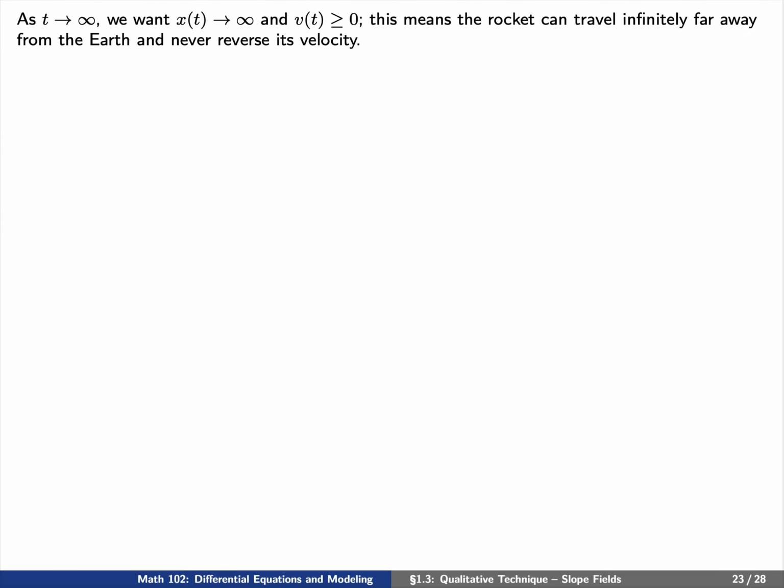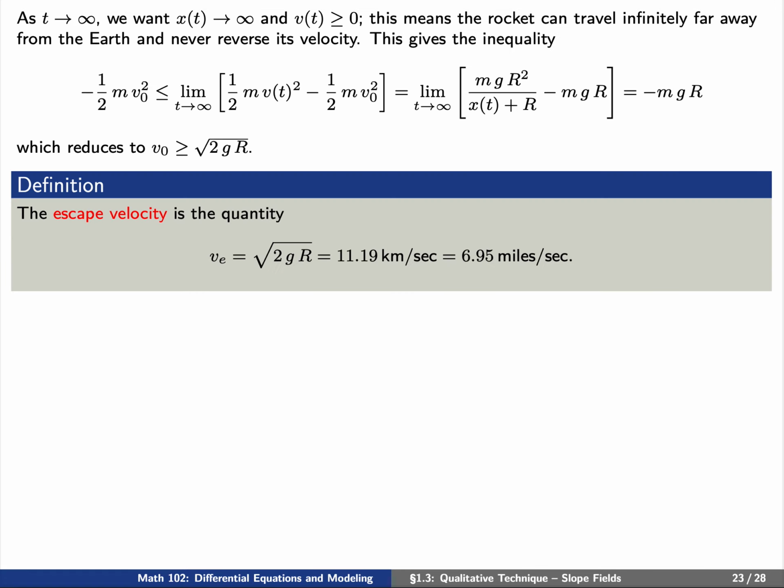I'll say that once again. As time increases, we want to make sure that our position x increases without bound and the velocity at least remains non-negative. This means that the rocket can travel infinitely far away from the Earth and never reverse its velocity. We can put all of this together by saying that the change in the kinetic energy, which equals the change in potential energy, must be bounded between two different numbers.